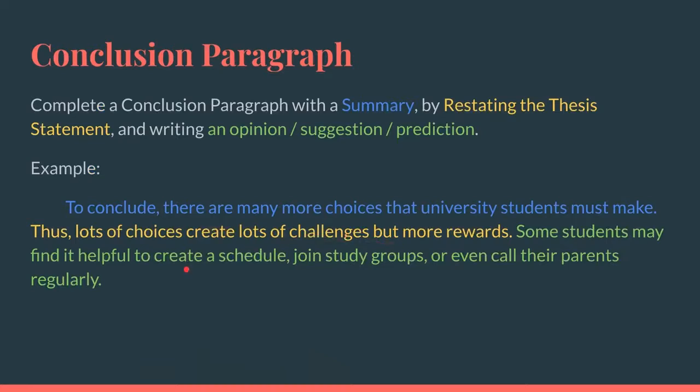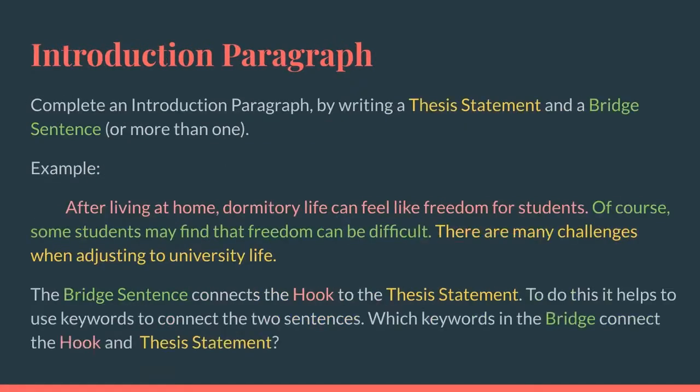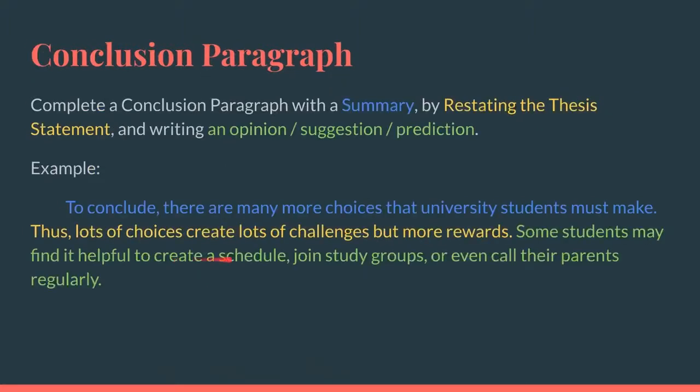I probably should say something like lots of choices for university students creates lots of challenges but more rewards. So I haven't exactly copied it, right? There are many challenges when adjusting to university life. So the challenges is similar to right here, challenges, right? But then I also add in this, but there are more rewards. So I'm not copying it, but I am trying to reuse some of the ideas from it.